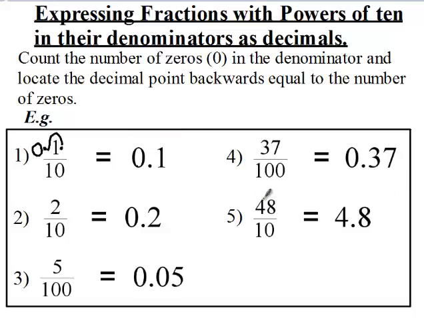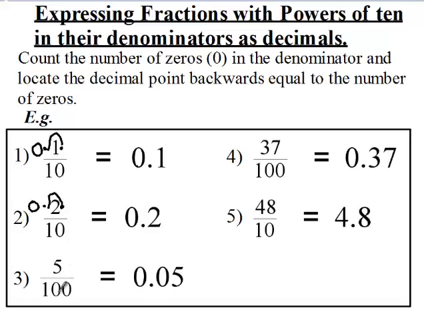Let's look at the next example. We have 2 out of 10. It ends in 1 zero, or it has only 1 zero in the denominator. Hence we are moving the decimal point from behind the 2 backwards 1. We put 0 here, then it becomes 0.2.